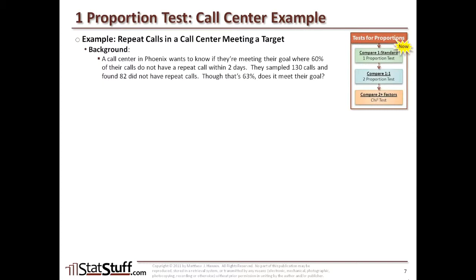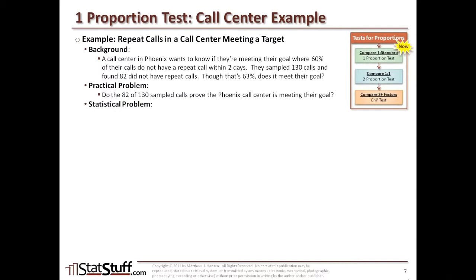Now, the raw percentage of 82 out of 130 is 63%. Does that 63% statistically prove that they've met their goal of 60%? So we have to ask ourselves, as a practical problem, do the 82 out of 130 sample calls prove the Phoenix call center is meeting their goal?